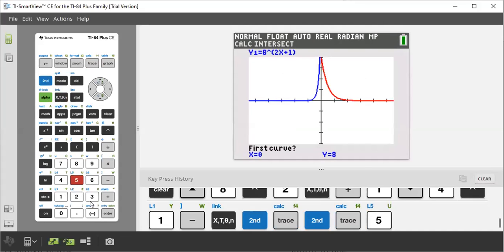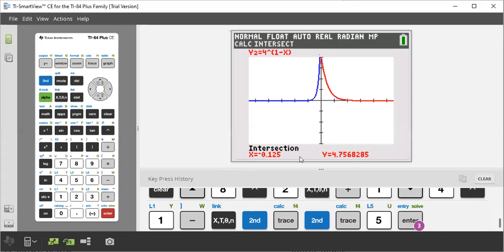Then it's going to say, okay, what's the first curve? So you press enter. What's the second curve? You press enter again. And then it's going to say make a guess, press enter again. So the answer is going to be negative 1.25, which is the same thing as negative 1/8.